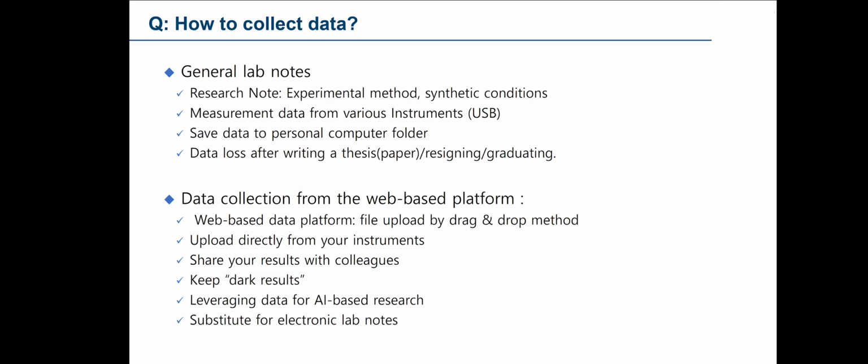First of all, we have to think about how to collect the data. In general, research data is stored on a personal computer, and measurement data from the various instruments is transferred to the PC using USB or something like that. This kind of data is easily lost after writing a paper or graduating. So we have built a web-based data platform. One can easily upload files by drag and drop, and also easily share the results with colleagues. This web-based data platform keeps the raw results, so it's easy to leverage the data for AI-based research later.